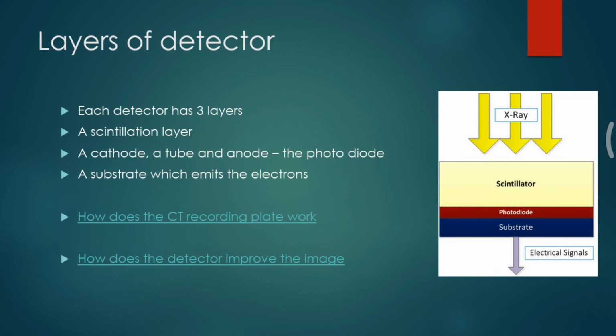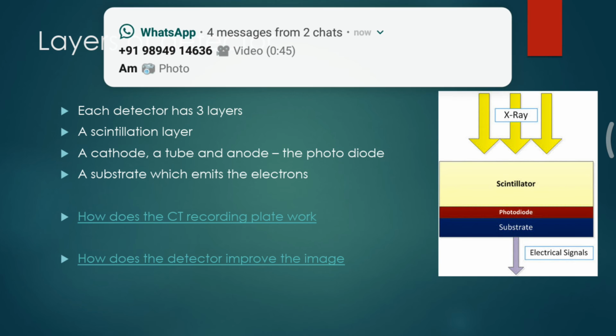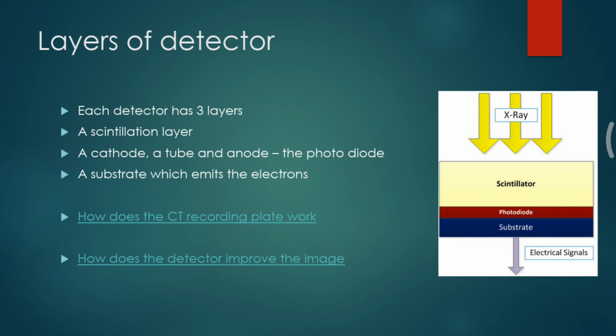So the X-rays come in attached to this. Now, if you take a single detector and look into it, there are basically 3 layers. The first layer is called the scintillation layer. The second layer is called the photodiode. A diode consists of 2 electrodes: one is a cathode and the other one is an anode. And then there is a substrate which finally emits the electron.